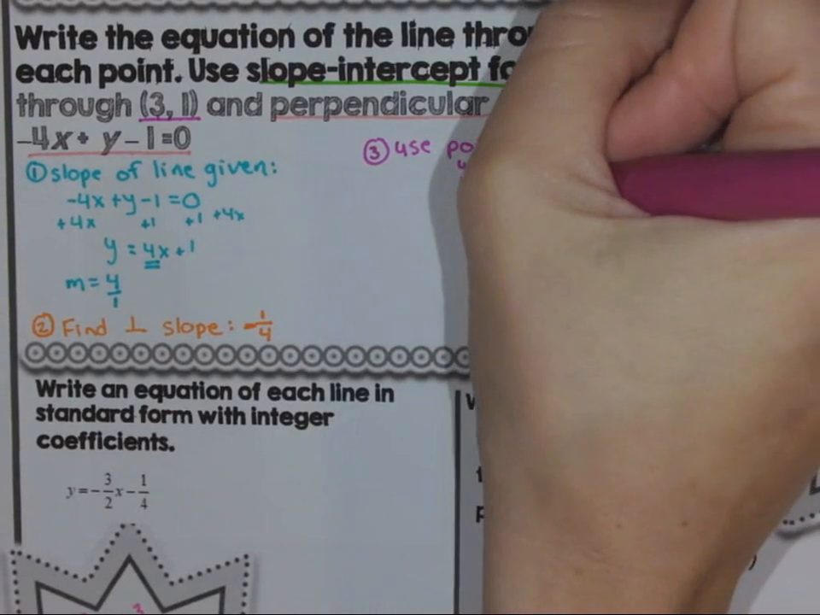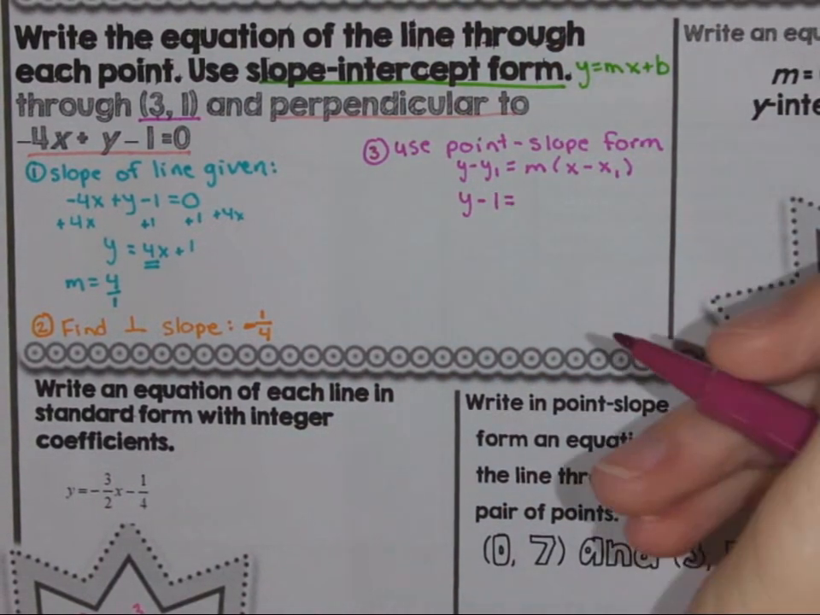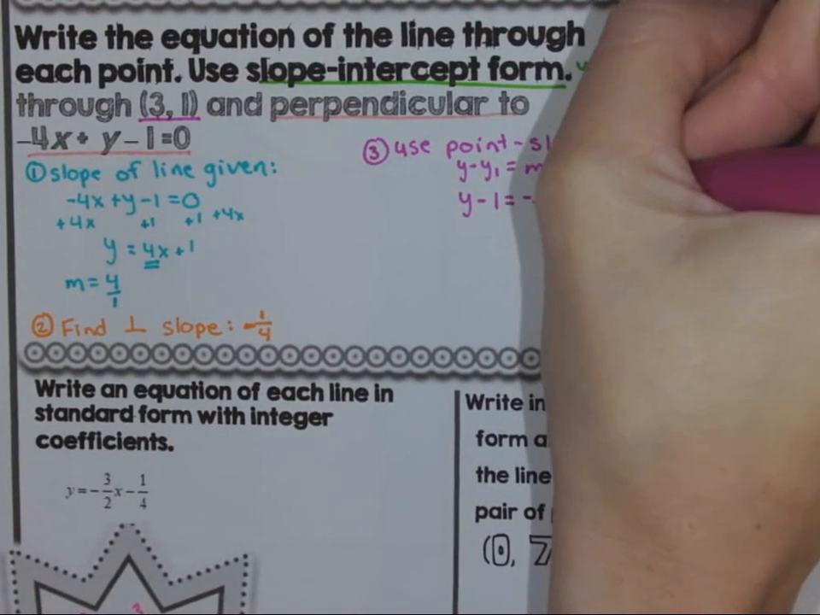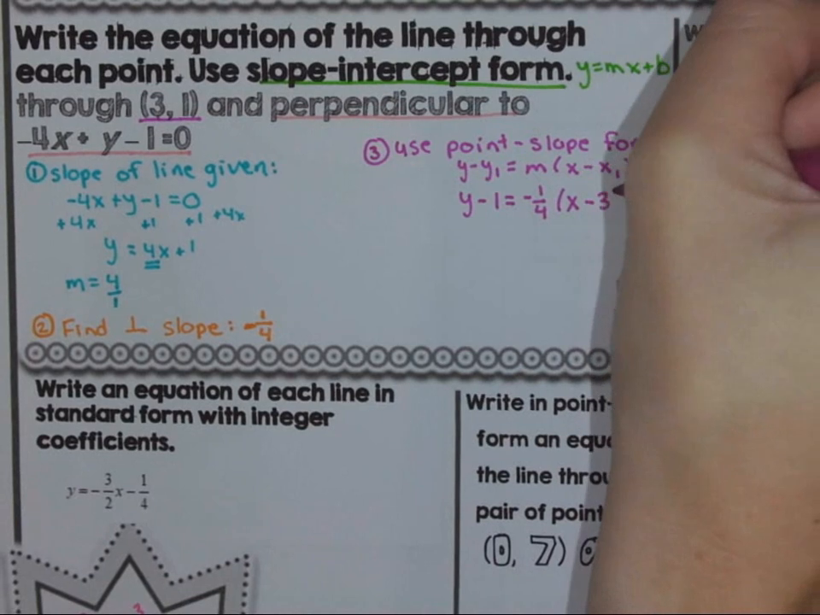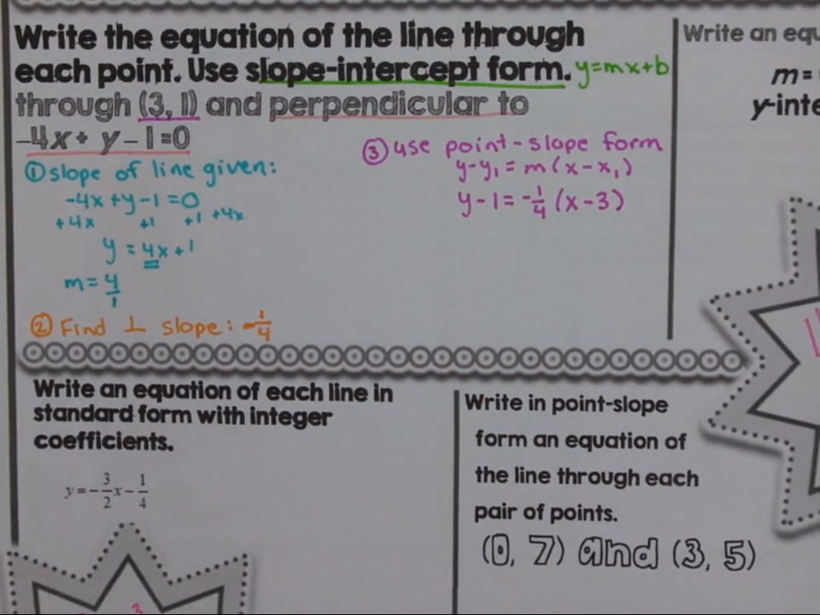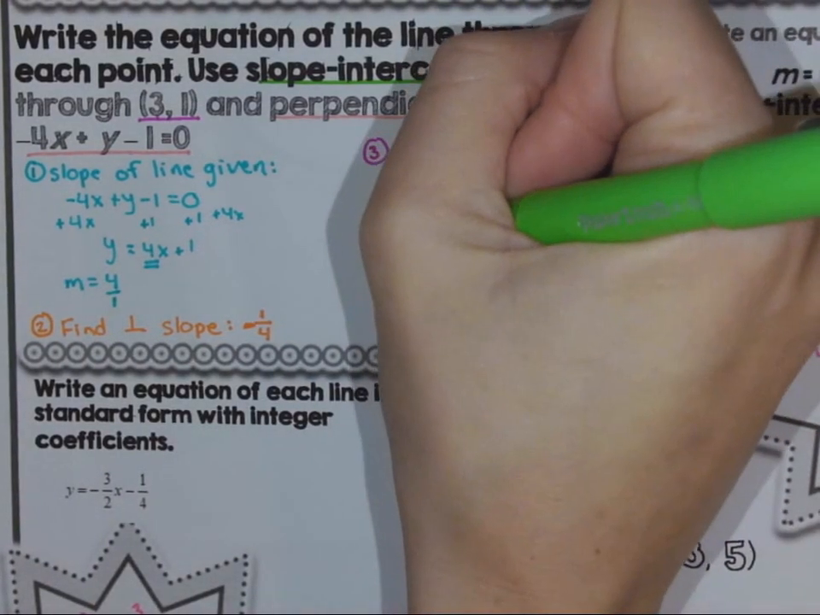So we have y minus the y value, which is 1, is equal to m, which we just said was -1/4, times x minus the x value, which is 3. So if the directions just said write an equation of a line, we would be done here. But it then specifically wants it in slope-intercept form. So the last thing we're going to do is distribute the m and move the y.